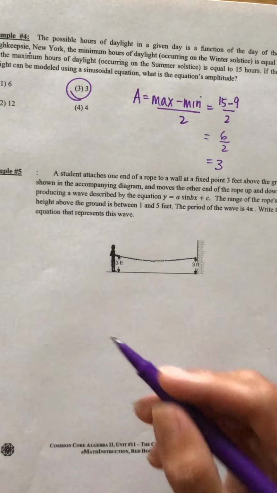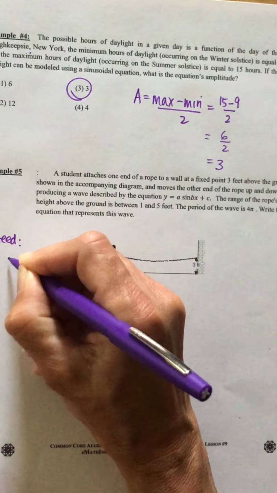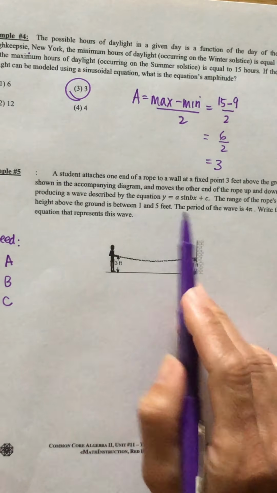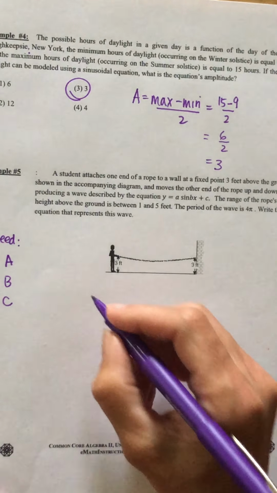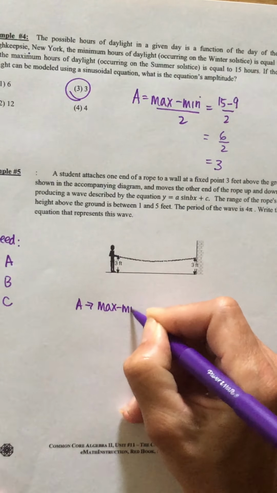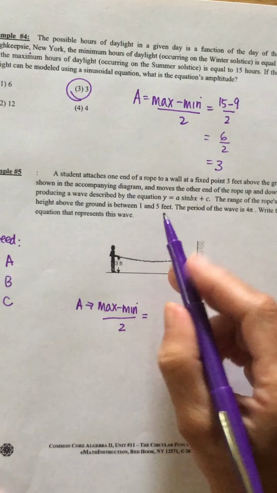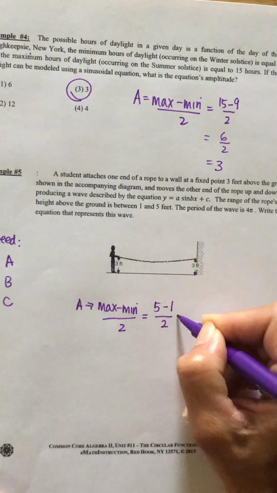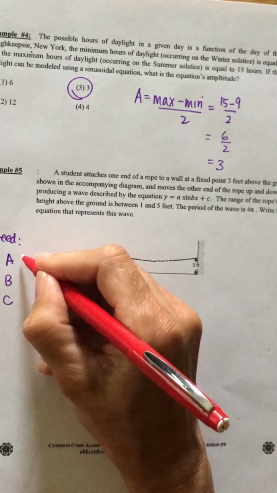Anytime they ask you to write the equation, you need your 3 basic things: A, B, and C. Let's attack it. To get A, we have that formula, max minus the min over 2. They told us it goes as high as 5, take away our low value of 1, over 2. That's 4 over 2, which is 2. So my A value is done.